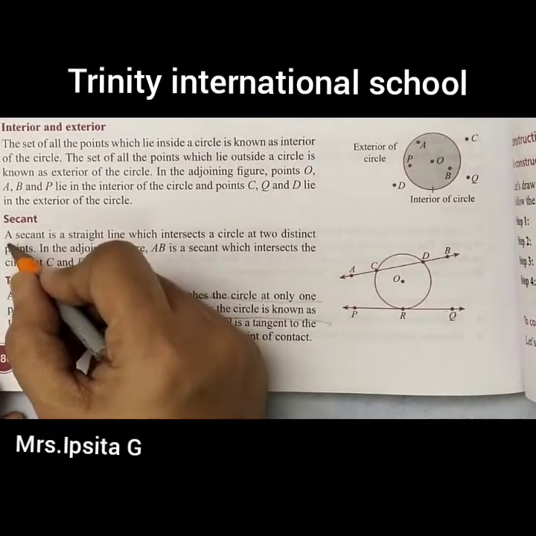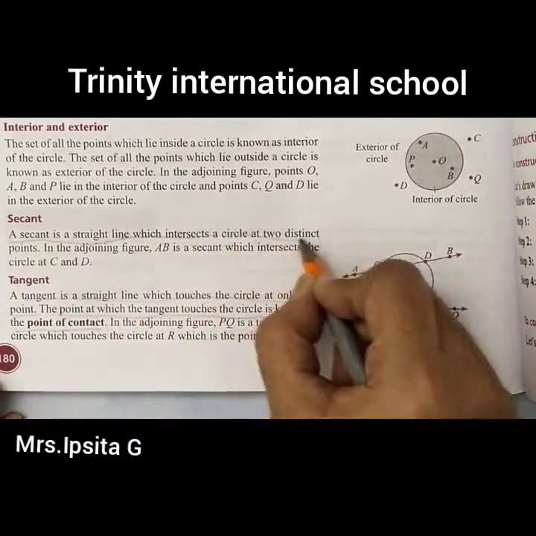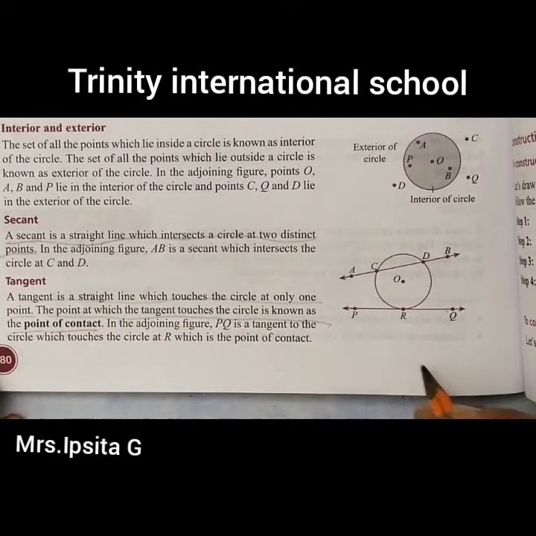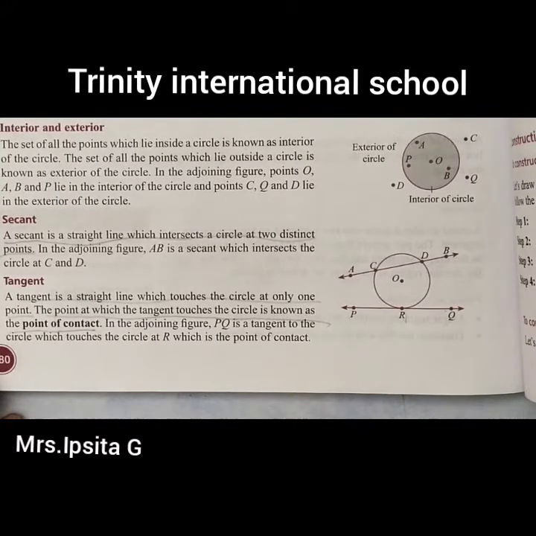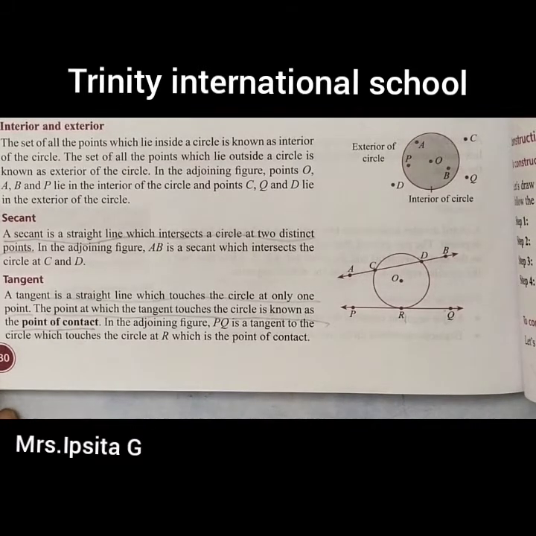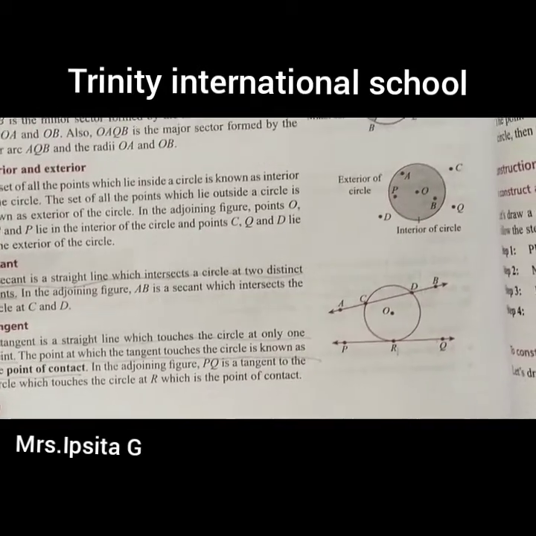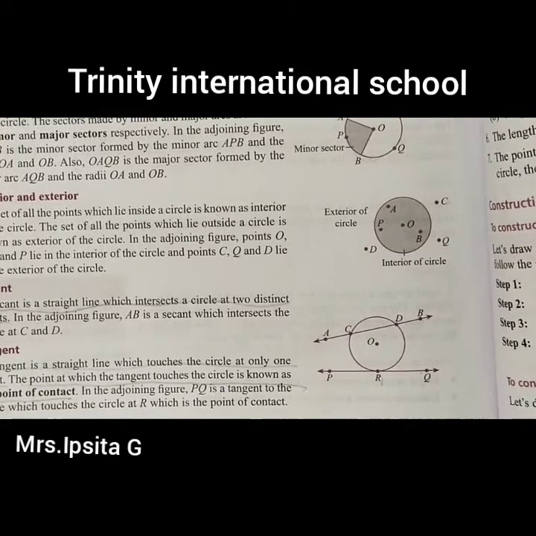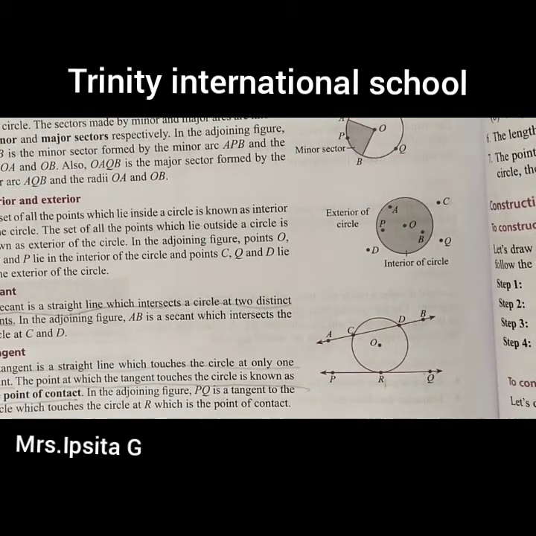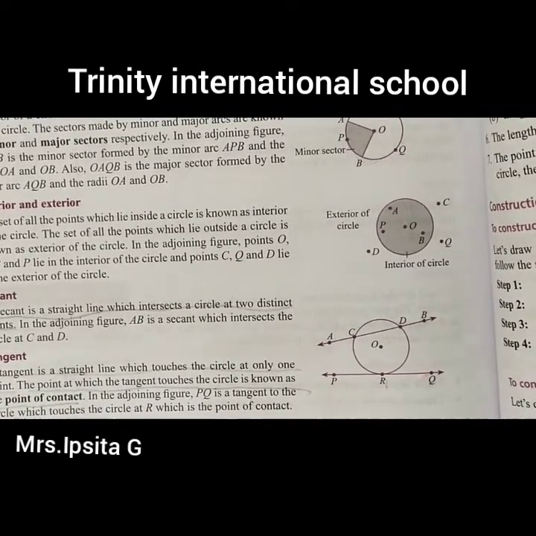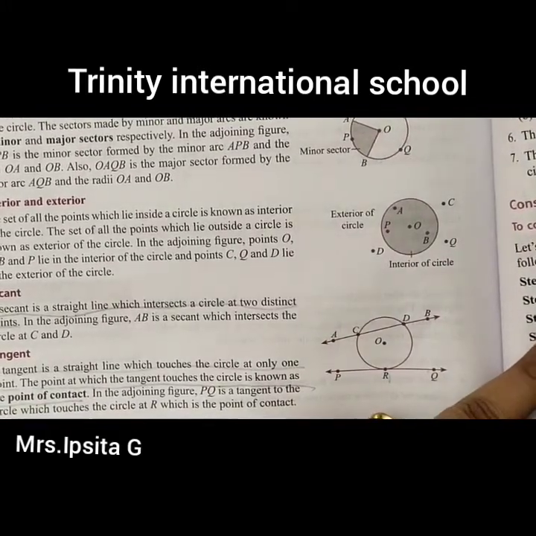So here you have the secant definition and here is your tangent definition where the point R is the point of contact. So here all the terms whatever is written we have just discussed. And we have also seen with the help of the figure how we can go through these different terms. Now let us move to exercise 18.1.